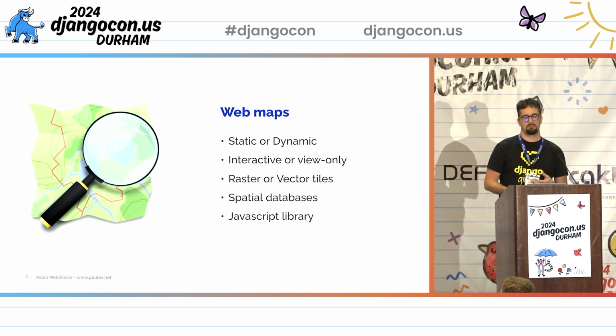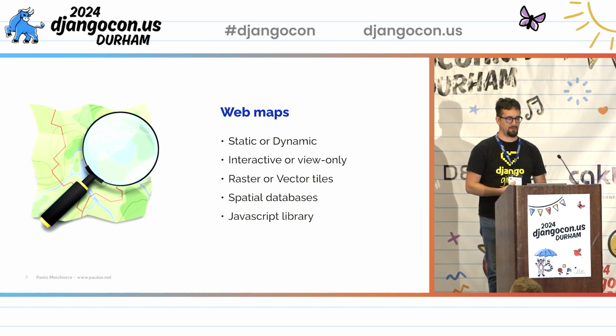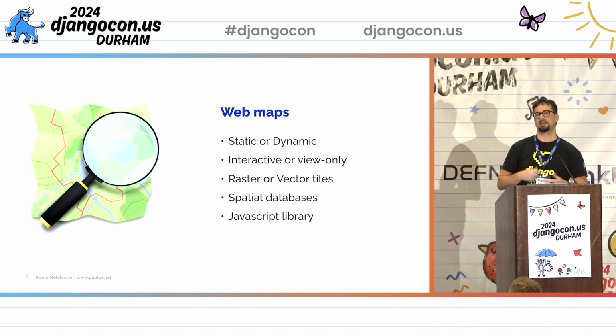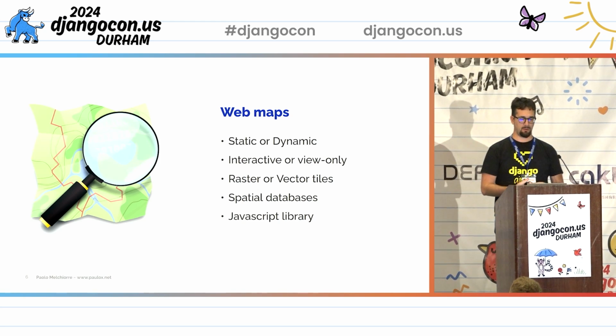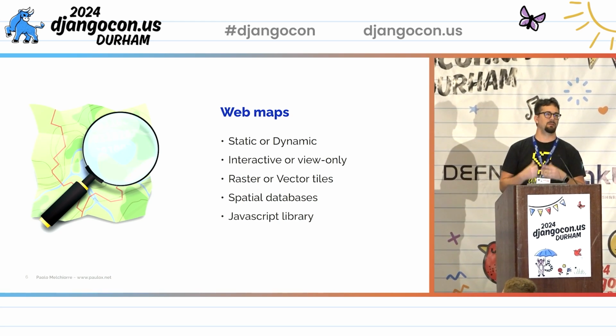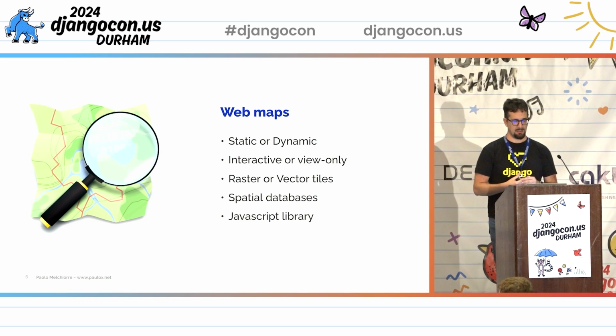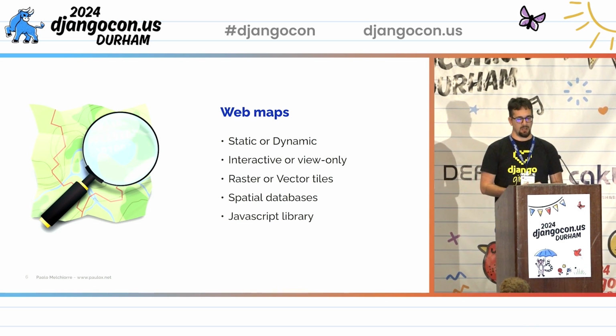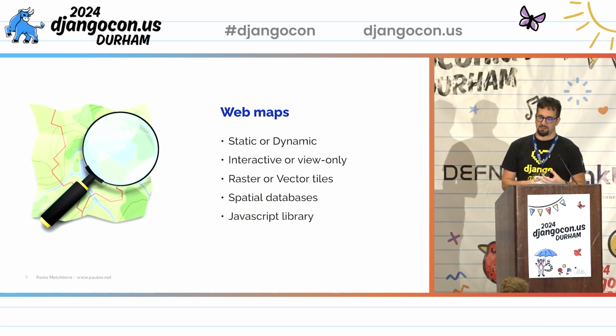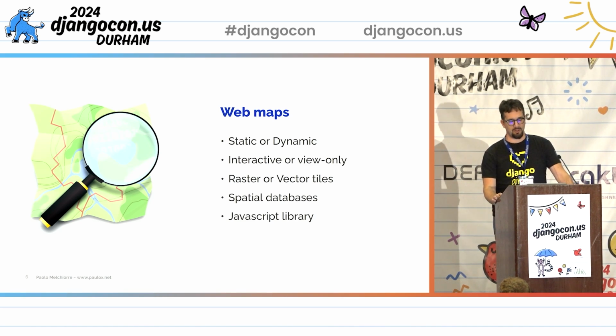A web map can have a lot of different features. It can be dynamic or static, and you can interact with the map or only view it. The map can use raster or vector tiles to represent the surface. Usually the data is stored in a spatial database, and a web map will use a JavaScript library to show the map dynamically in your web page.